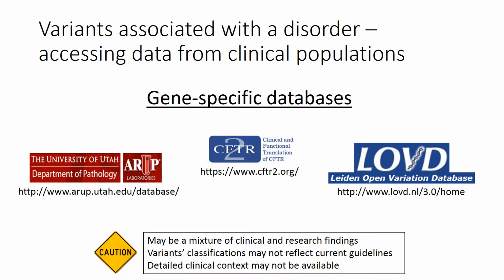Gene-specific databases are another very useful resource to understand variant spectrum and disease mechanism. The databases shown here are just a few examples. These databases can be made available from clinical laboratories through testing affected individuals or from research efforts. While sometimes details are lacking, they can also be helpful by providing a primary literature reference.